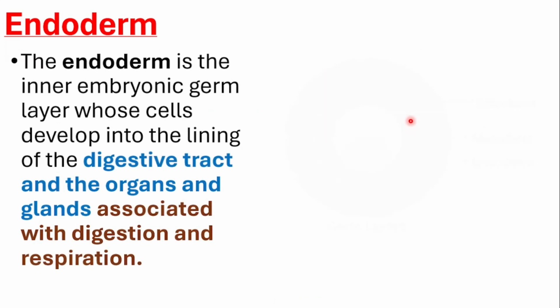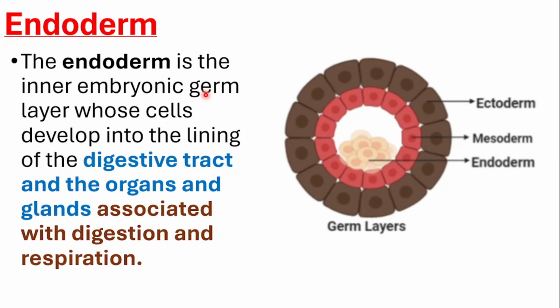Then we have the endoderm layer. The endoderm layer is the inner embryonic germ layer whose cells develop into the lining of the digestive tract and organs and glands associated with digestion and respiration. So when you think endoderm, think of a layer whose cells are going to develop into things that help with digestion, absorption, and respiration.